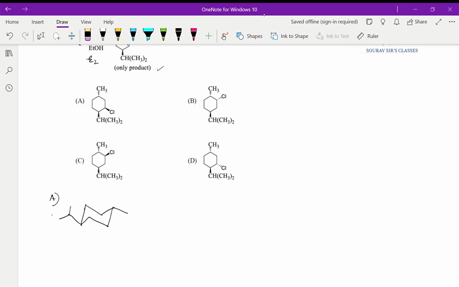Remember, we have to keep our tertiary isopropyl group in the equatorial plane to avoid the diaxial interaction. Okay, so as you can see for structure A, this equatorial bond means it is above the plane, and that chlorine is above the plane, whereas the methyl is down the plane. So we have got it that way.